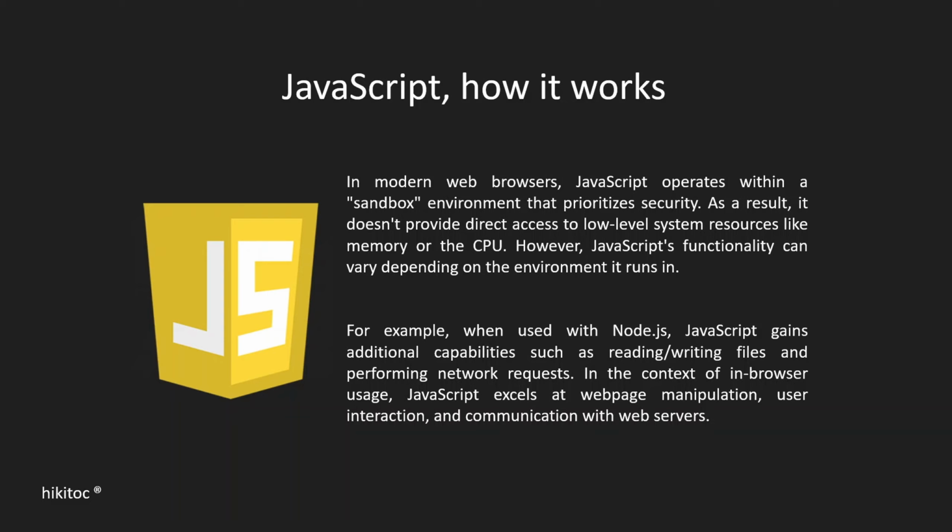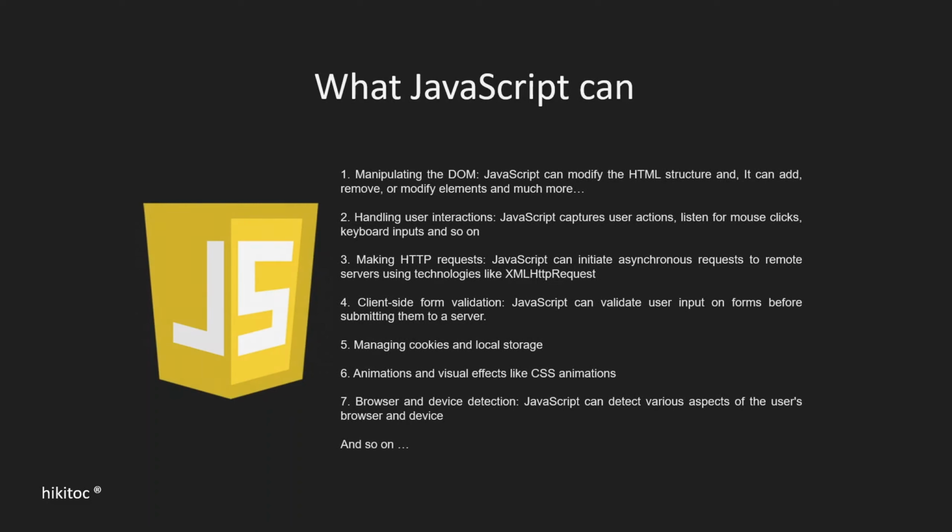Now let's briefly discuss what JavaScript can do. This list is not complete. Manipulating the DOM: JavaScript can modify the HTML structure, and it can add, remove, or modify elements, and much more. Handling user interactions: JavaScript captures user actions, listens for mouse clicks, keyboard inputs, and so on.